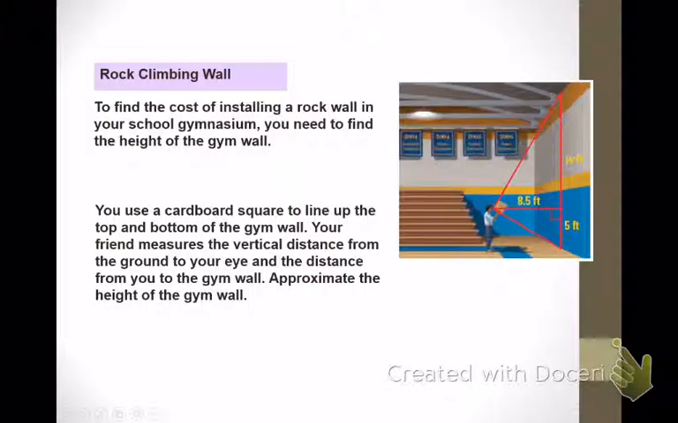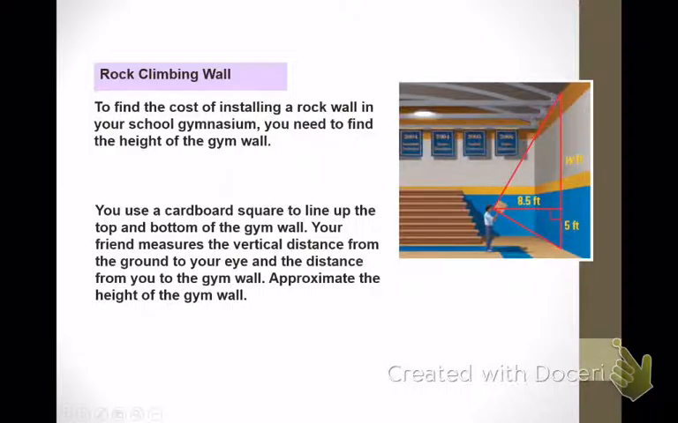I think it is helpful also if we see a quick use for this. To find the cost of installing a rock wall in your school gymnasium, you need to find the height of the gym wall. You use a cardboard square to line up the top and bottom of the gym wall. Your friend measures the vertical distance from you to the gym wall. Approximate the height of the gym wall.